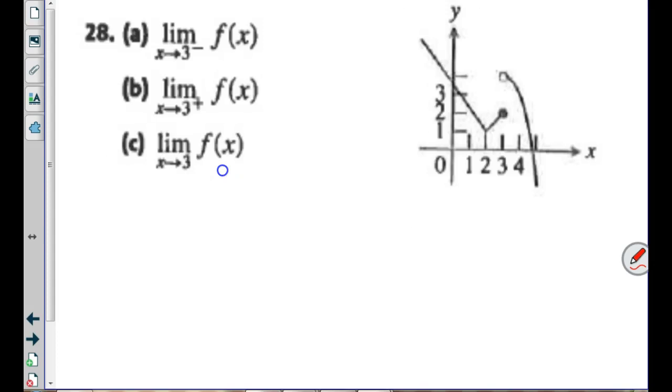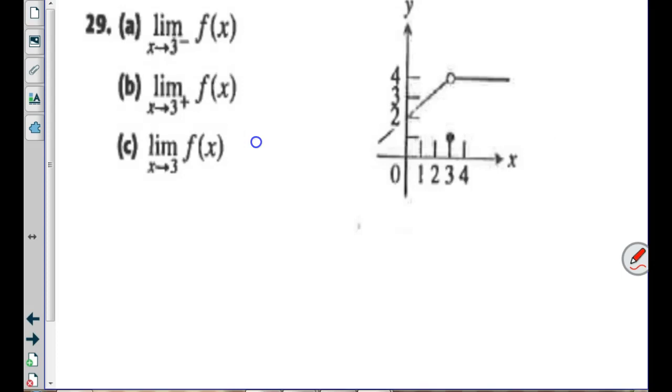All right, 3 from the left. Three from the right. Yeah, it looks like this is 4 up here. So does it exist at 3? Three from the left, 3 from the right. So does it exist? Good job.